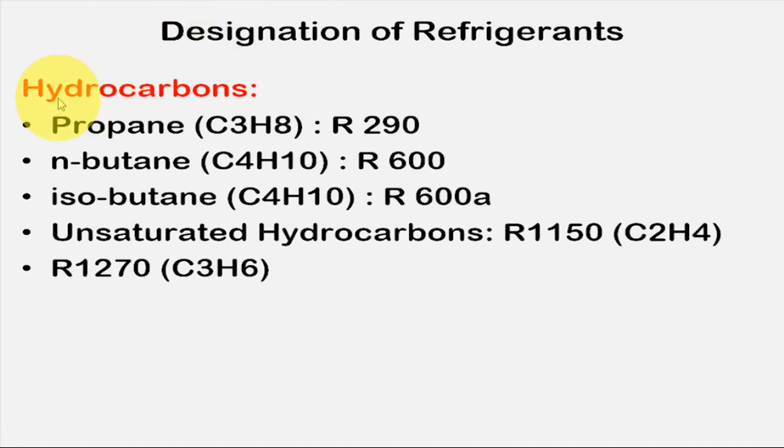The next category of refrigerants is hydrocarbons. These are examples of hydrocarbons. For example, propane, C3H8. The designation of propane is R290. N-butane is R600, isobutane is R600A. Then for unsaturated hydrocarbons, examples are R1150 or R1270.